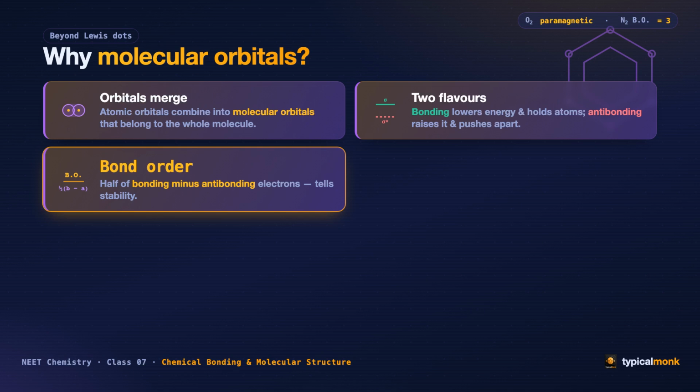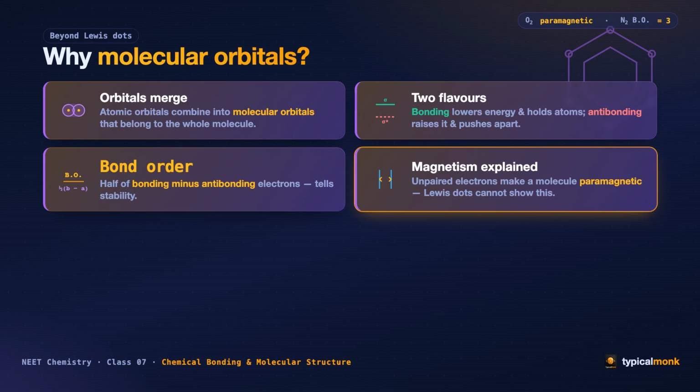Now, the single most useful number in this chapter, the bond order. It is 1/2 of the bonding electrons minus the antibonding electrons. David likes to think of it as a scoreboard. Bonding electrons score for the bond, antibonding electrons score against it, and we have the difference. A higher bond order means a stronger, shorter bond. And here is the gift that Lewis could never give. Because molecular orbitals show us exactly which electrons are paired and which stand alone, they explain magnetism. A molecule with unpaired electrons is paramagnetic, drawn to a magnet, and that is precisely the secret of oxygen.